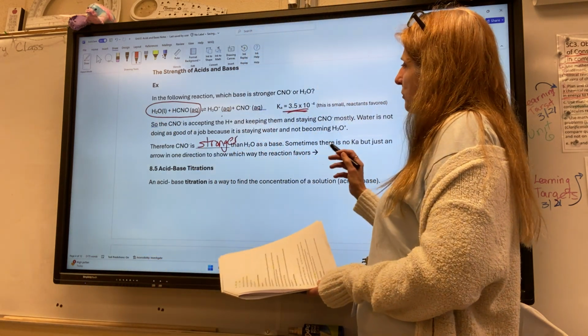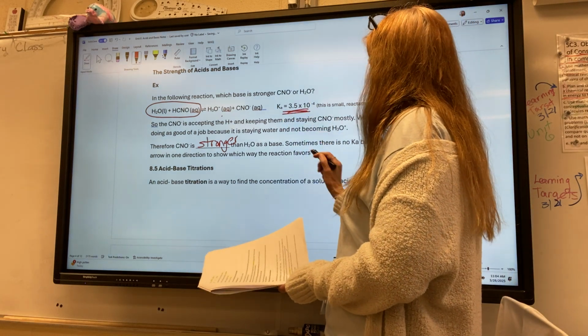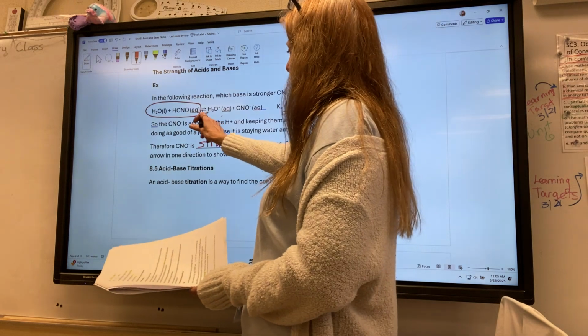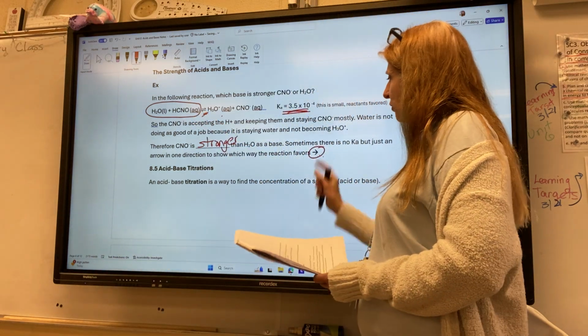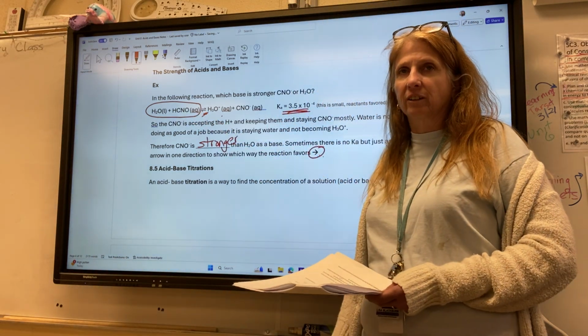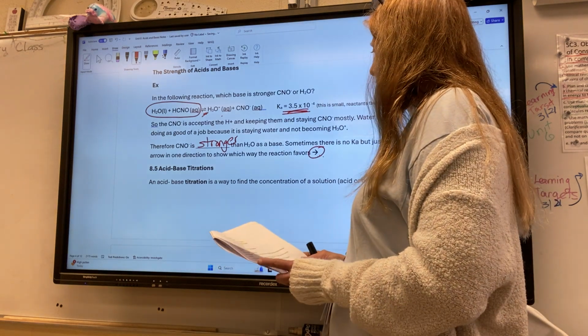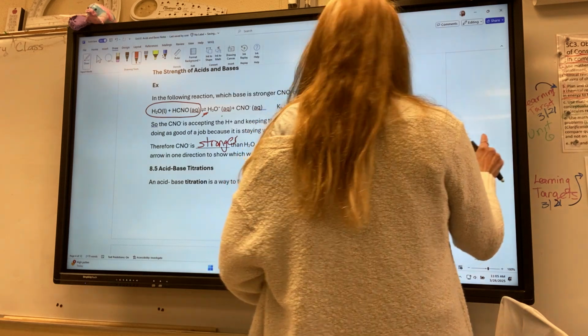So sometimes instead of telling you the Ka on these problems, they'll just draw an arrow in one direction instead of the equilibrium arrow to show you, for you to be able to answer that question. Okay, can you understand it? You just think of who's better at taking that proton.